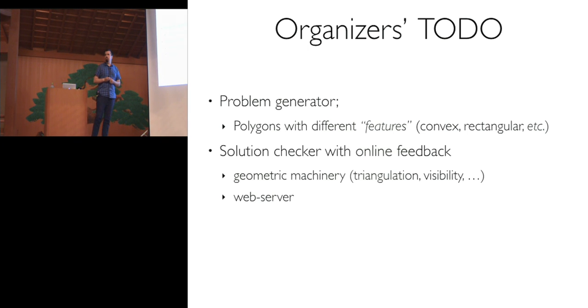Second, we don't want to grade solutions manually. So we want to have ideally something like a web server, which runs some geometric checking algorithm and makes sure that solutions the students submit are sound and optimal, so they can be compared to each other. So that requires some number of geometric hacking and also some amount of not so sophisticated web hacking.